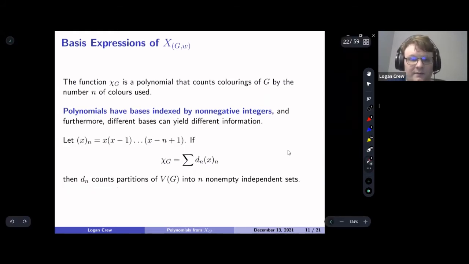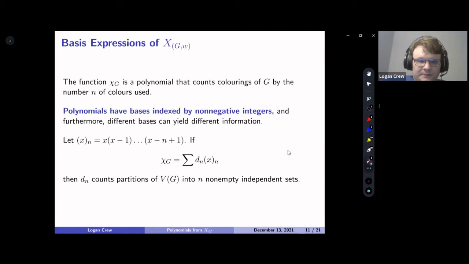On the other hand, let's take a different basis of the polynomial space. For example, if we define the following factorial, where x sub n is this product, x times x minus 1, etc. downwards. If we were to write the chromatic polynomial in this basis with coefficients d sub n, then the d sub n has a specific combinatorial meaning. It counts the number of partitions of the vertex set into n non-empty independent sets. So this is giving a simple example to explain how different bases are giving us different combinatorial information and allow us to see it more easily when it's all coming from, in fact, the same function.